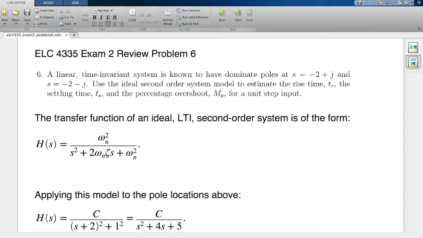Okay, this is a video solution for exam number two, review problem six. In this problem, we have a linear time invariant system, and it's known to have dominant poles at these locations, -2 + j and -2 - j. Using the ideal second order system model, estimate the rise time tr, the settling time ts, and the percent overshoot mp.